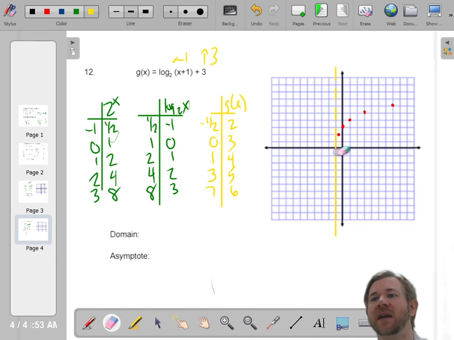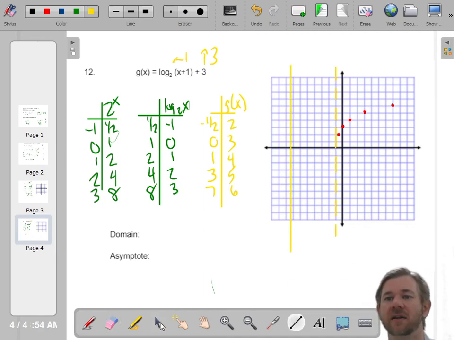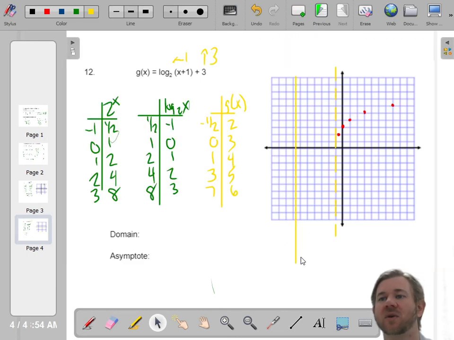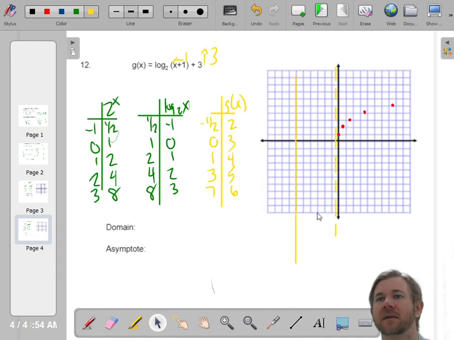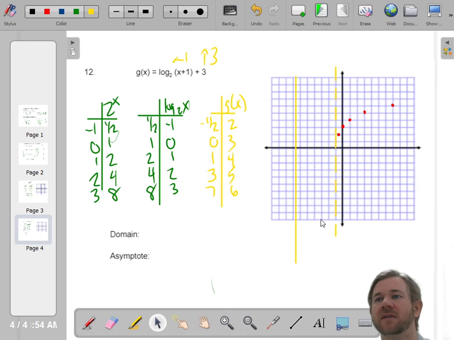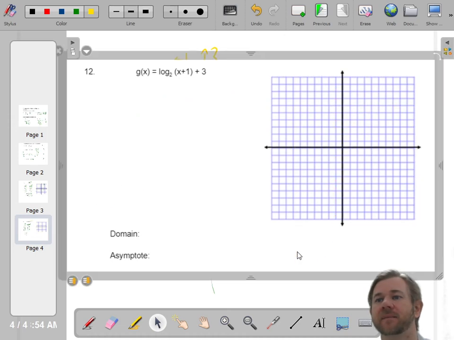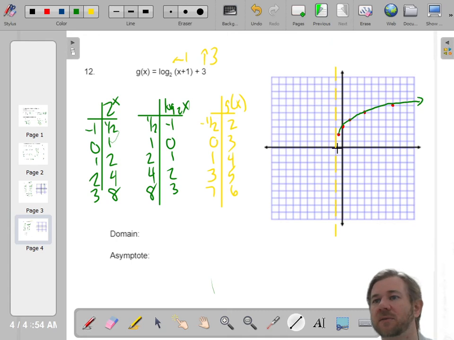Does it make sense that moving a vertical line up and down doesn't do anything? If you have a vertical line and you move it up and down, it just stays the vertical line. So that's talking about the horizontal shift when you're doing these asymptotes. Okay, now I can draw it. This is my log, so it looks like this, and it's going to be asymptotic like so.